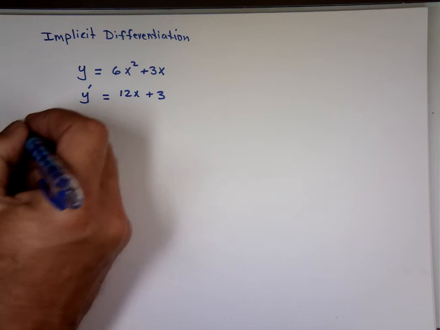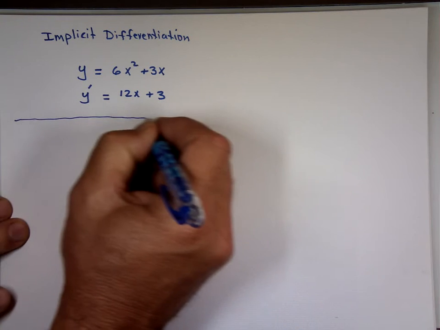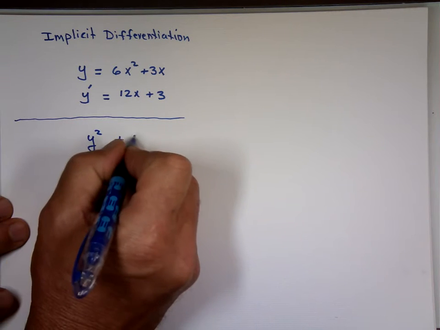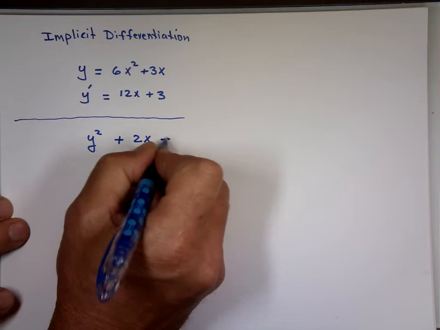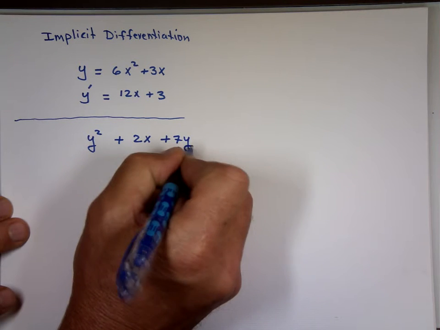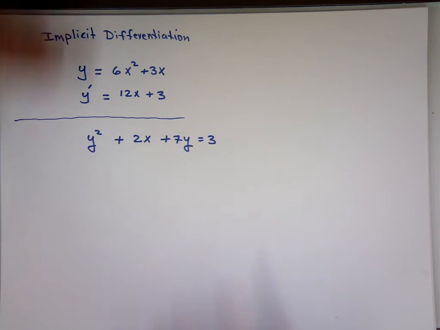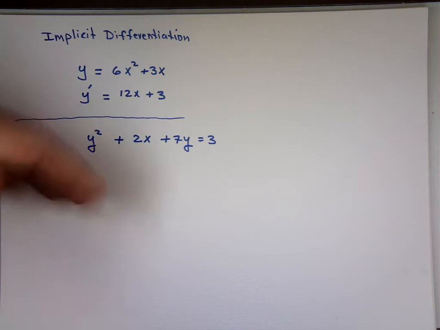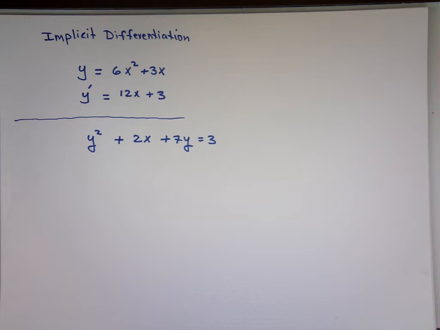Okay. Now, what about if you have a problem that looks like this? y squared plus 2x plus 7y equals 3. You can't solve this for y, because there's y squared and there's y there. That's where implicit differentiation comes in. A problem like this, I can't solve it for y, so the rules I did before I can't really use.